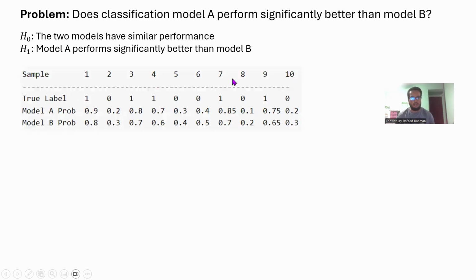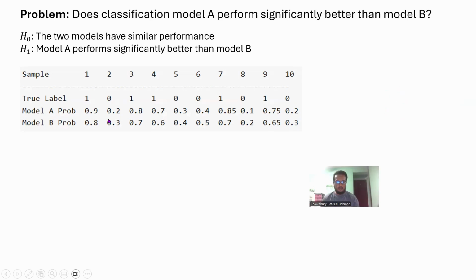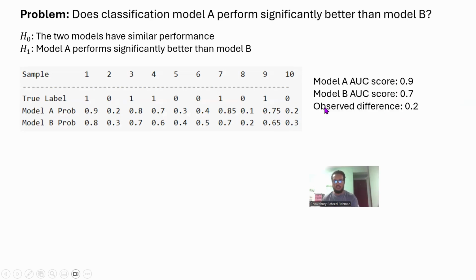Okay, so this is our data. We have 10 samples in total. These are the two labels. Label 1 means positive and label 0 means negative. Maybe 1 is cat and 0 is dog. And these are model A probability scores and these are model B probability scores. Now from this table, we can get the AUC score. If you don't know about AUC score, don't worry. AUC score is a performance metric for classification performance of a model. So suppose model A AUC score is 0.9, model B AUC score is 0.7 from these probabilities. And the observed difference thus is 0.9 minus 0.7 equal to 0.2.